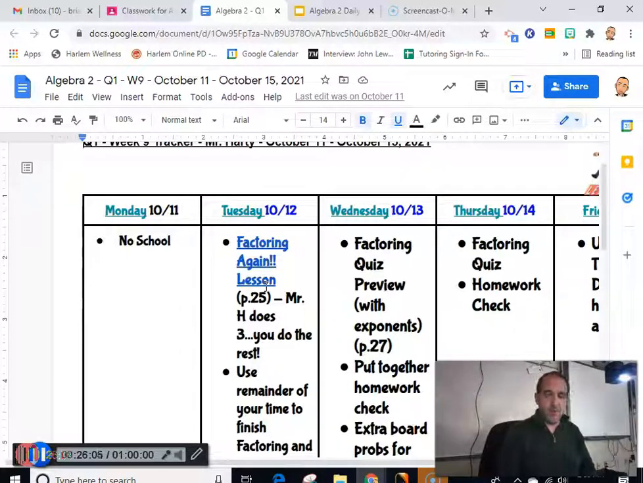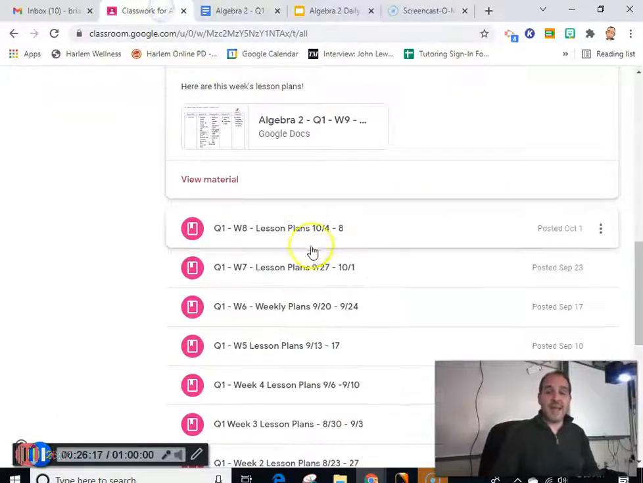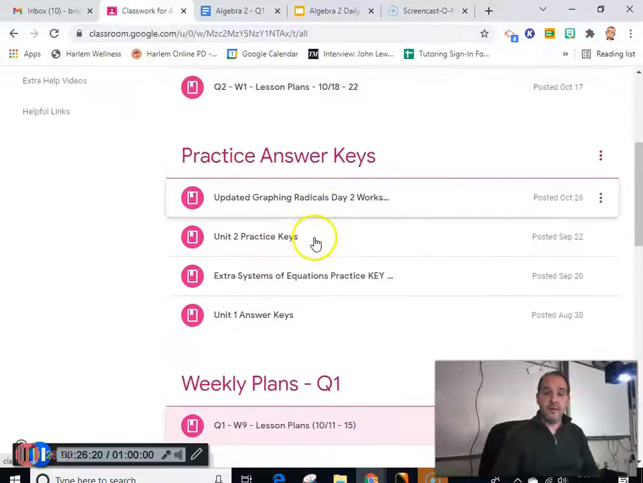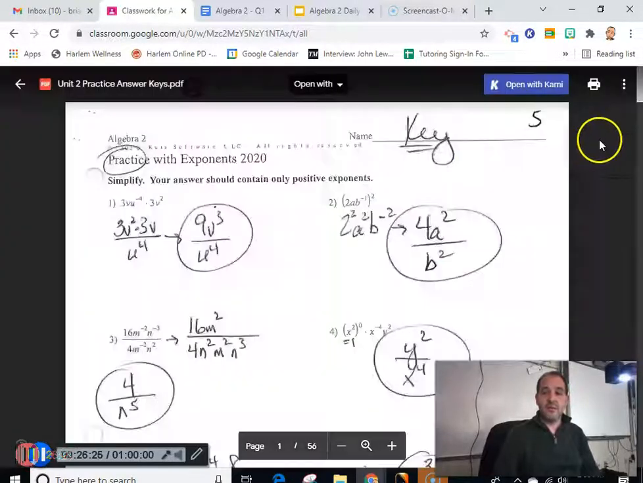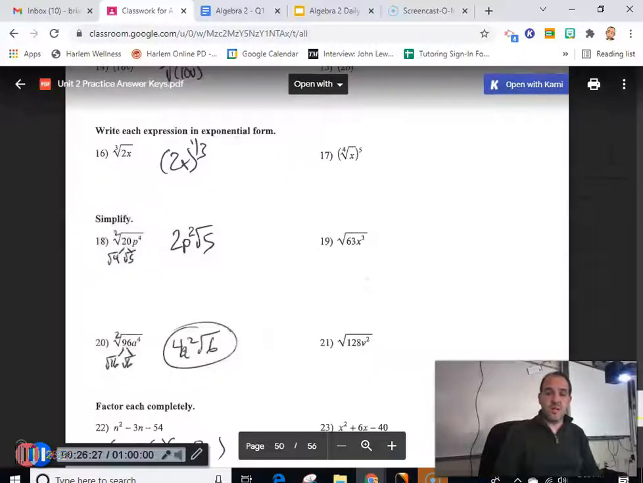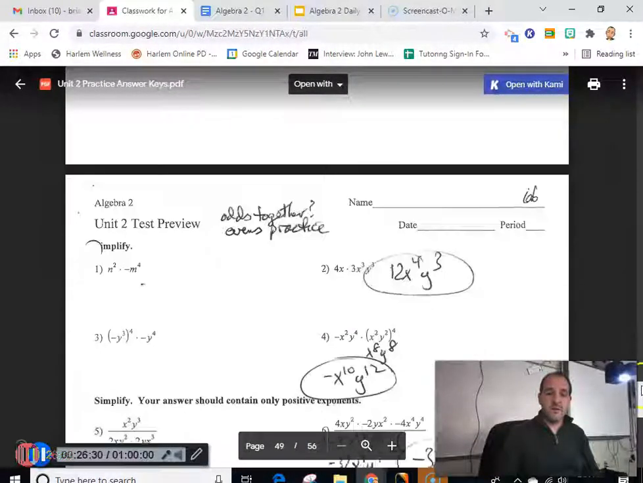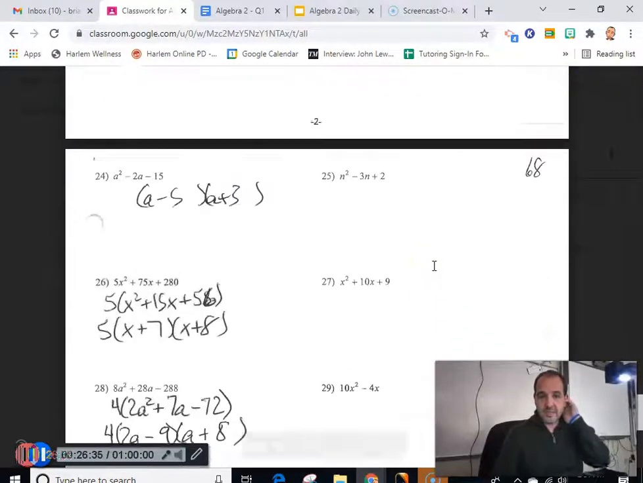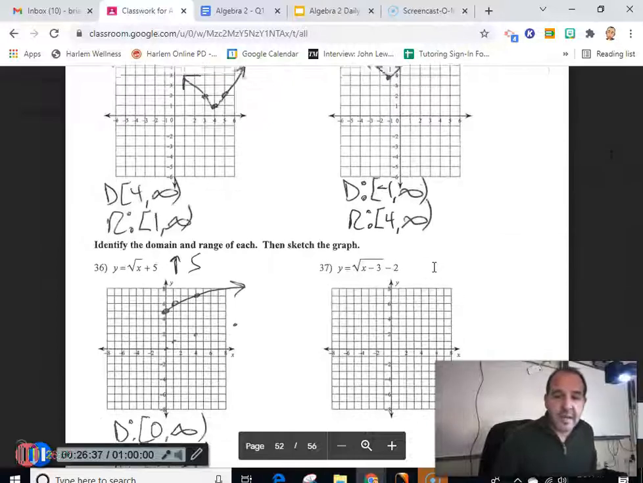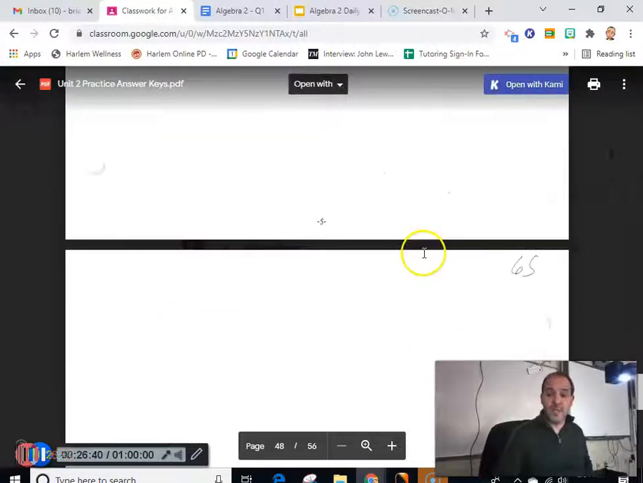Okay, keep making your half note card here that you've got to use on the test. Keep coming with the questions, but you've got to put in your due diligence too. Okay? So again, the rest of the answers that I did not do, okay, Unit 2 practice keys, here they are. Poke on that. And if we scroll all the way down to the bottom here, Unit 2 test preview, there's the evens. There's the answers. You've got everything here. You can check it out, but if you have more questions, let me know.